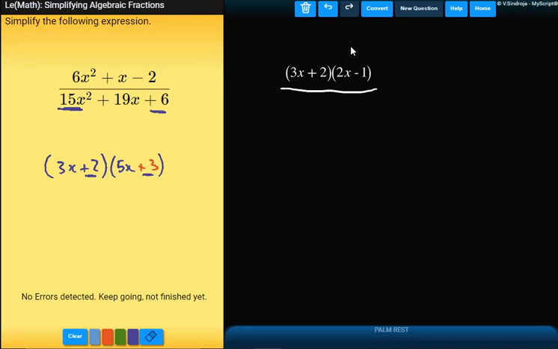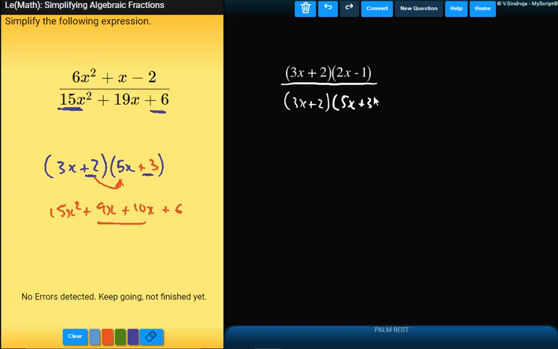That's a terrible straight line. Let me do that again. I really should use a ruler. Actually, I forgot to double check this. If I multiply it out, do I get what the bottom is? So 15x squared plus 9x plus, multiply those two, 10x plus 6. And there's your 19x when you add them. Right, so let me write that here: 3x plus 2 and 5x plus 3.